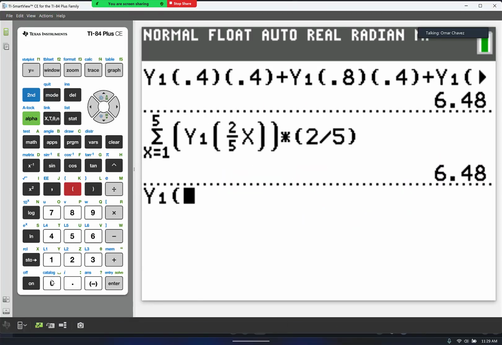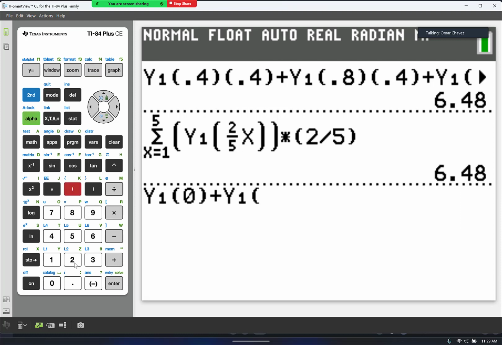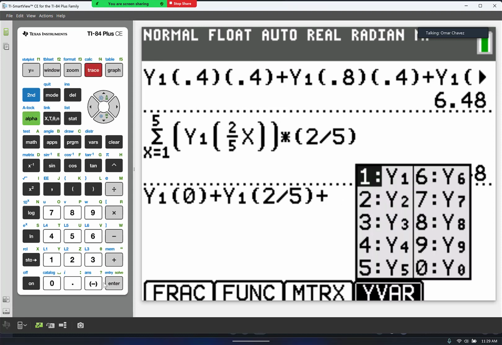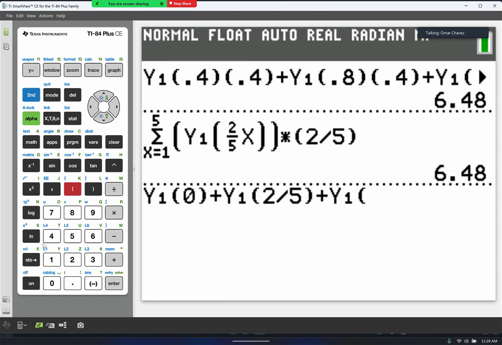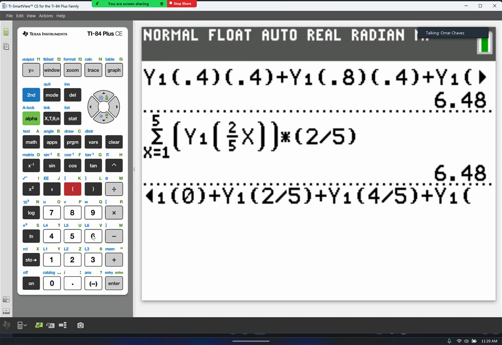So I'm going to go y1 of 0 plus alpha trace y1 of 2/5. This time, I know, consistency. One time I'm decimals, next time I'm fractions. Alpha trace y1 of 4/5 plus alpha trace y1 of 6/5.